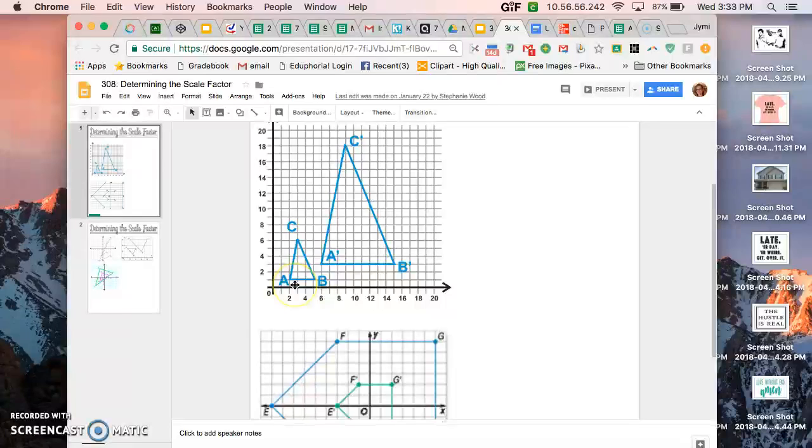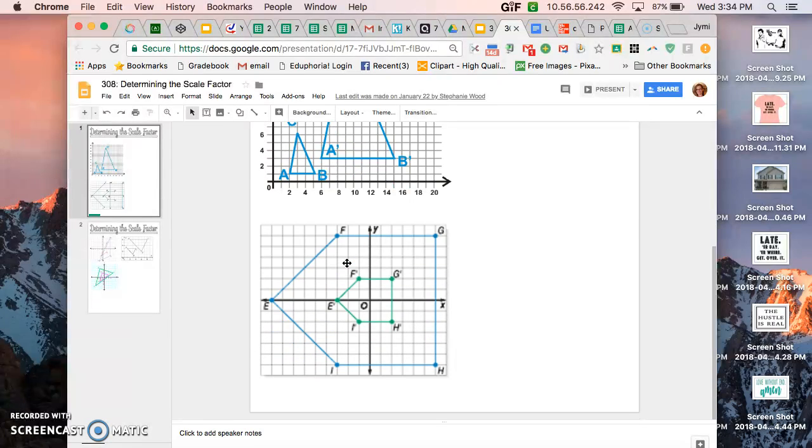And I can also do it by counting my side length. So this is 1, 2, 3, and this is 1, 2, 3, 4, 5, 6, 7, 8, 9. So from AB over here it's 3, A prime B prime is 9, 3 times 3 is 9, and so K would equal 3. Important things to remember is make sure that you're going from the pre-image to the image.